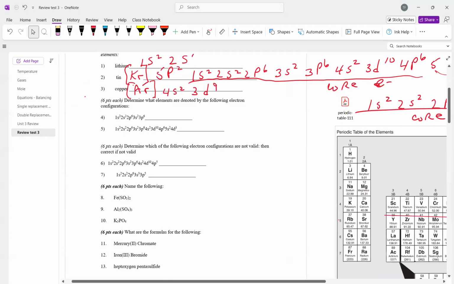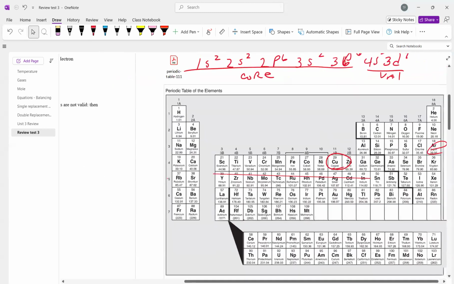Okay, determine what elements are denoted by the following electronic configurations. So the easiest way to do this is to just look at the valence electrons. These guys here. 3s2, 3p6. So 3s2, 3p6. So it's argon.